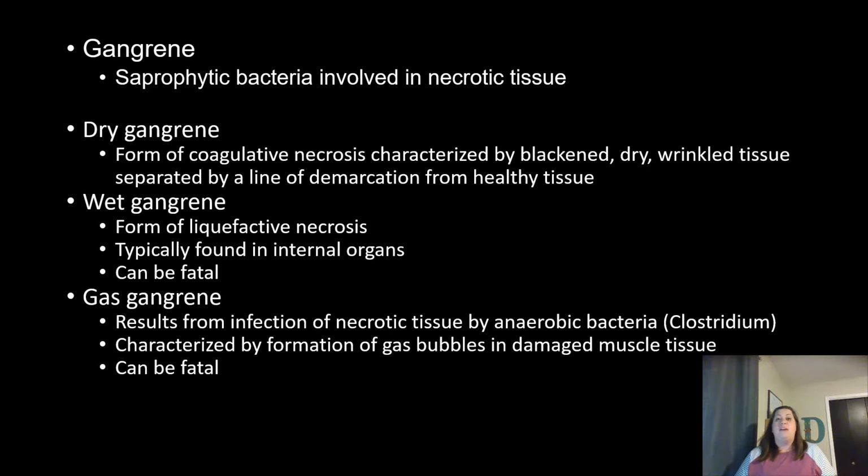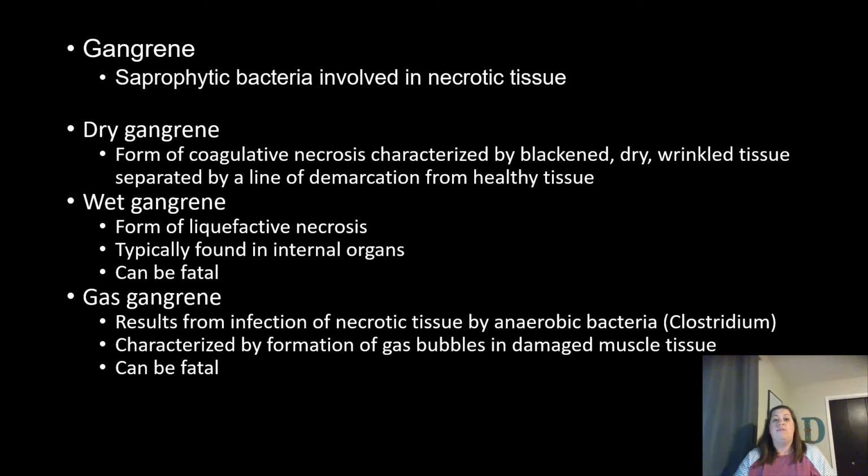This is typically found in your internal organs. A lot of times wet gangrene can be more fatal. But guys, it gets its name because it looks more wet, because the cells as they're dying are creating that fluid that is present. So swelling a lot of times occurs here because of the collection of that liquid or fluid. Gas gangrene is the last category or type.